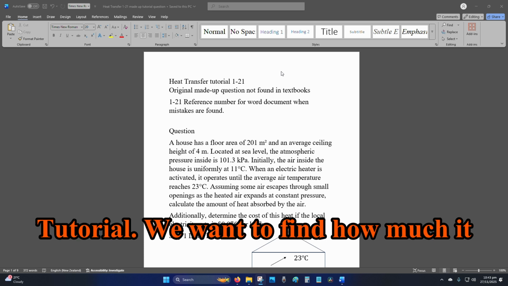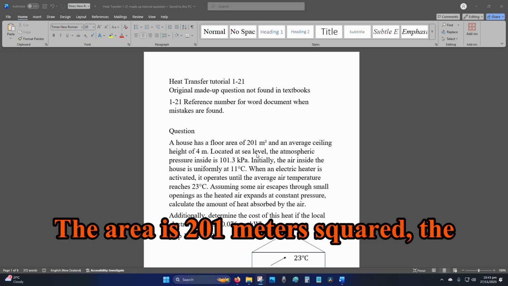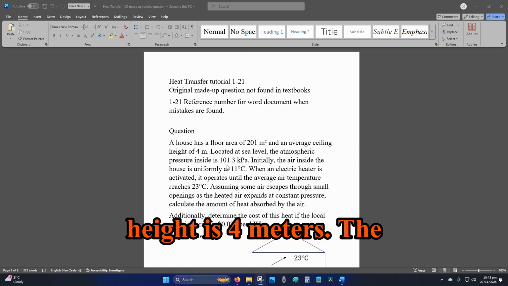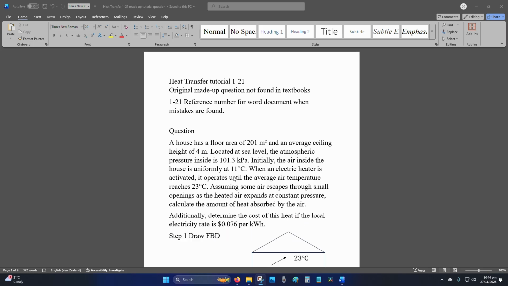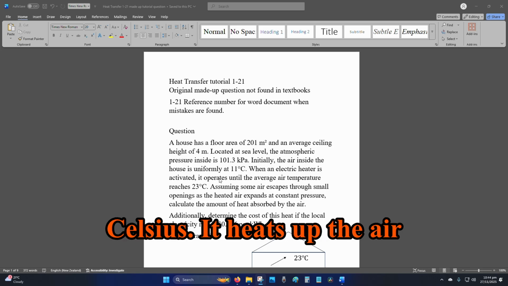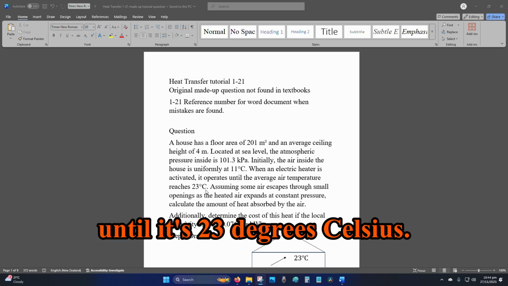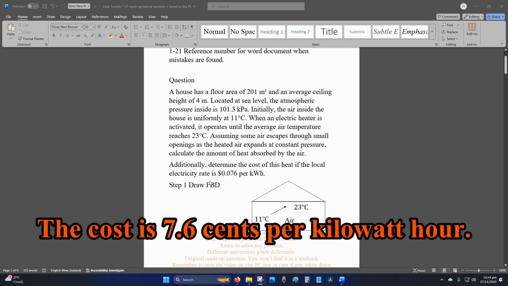We want to find how much it costs to heat up this home. The area is 201 meters squared, the height is 4 meters, the pressure is 101.3 kPa. The initial temperature is 11 degrees Celsius. It heats up the air until it's 23 degrees Celsius. The cost is 7.6 cents per kilowatt hour.